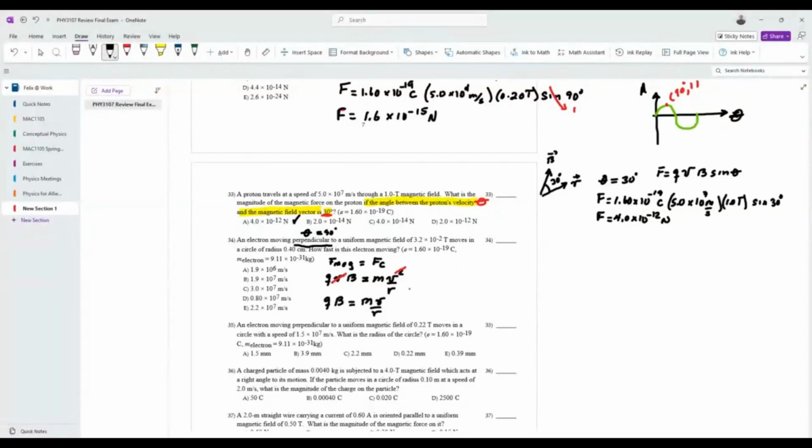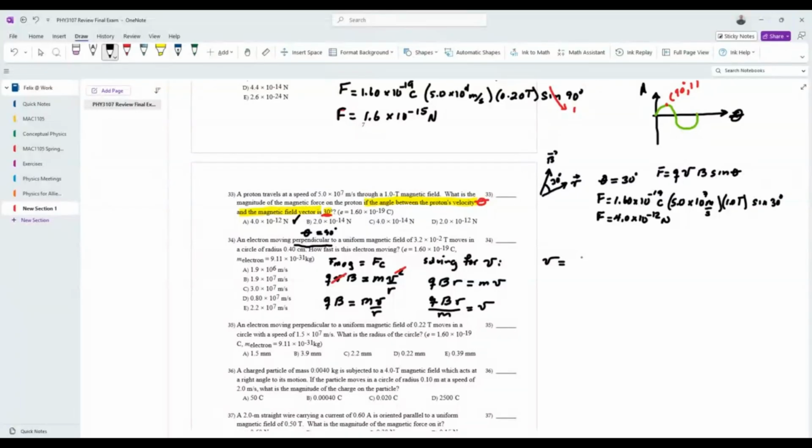So now when you solve for v, what do you get? You get that Q, the charge of the electron, times the intensity of the field, times the radius of the circular path is equal to mass times the speed. Then Q times the intensity of the field times the radius, divided by the mass, is equal to the speed.